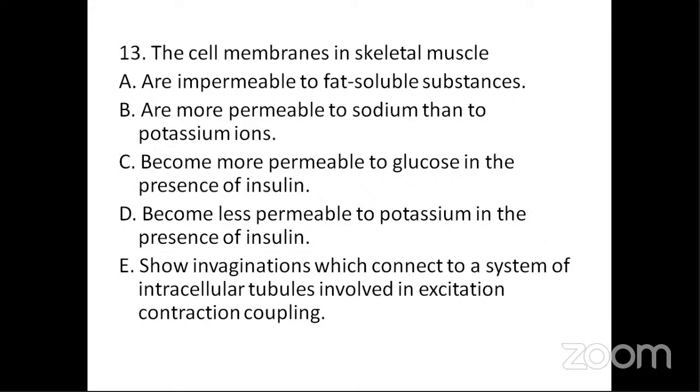And the cell membrane becomes more permeable to glucose in the presence of insulin. It is true. Thus glucose is stored as muscle glycogen after a meal. Next, become less permeable to potassium in the presence of insulin. No, it is also false because they become more permeable. Example is injections of insulin and glucose lower the serum potassium levels.